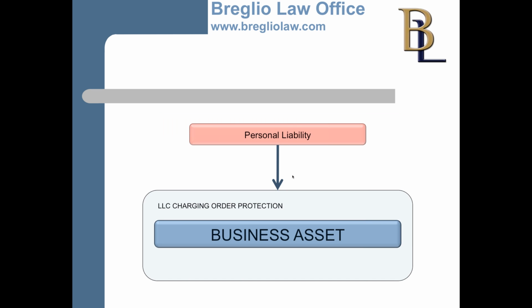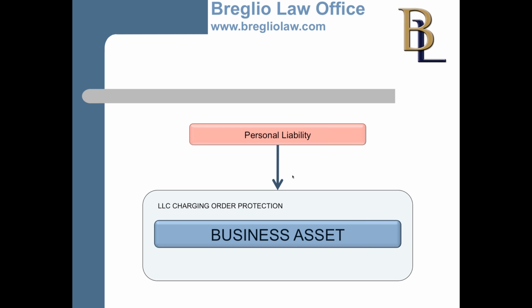Now, here's the other way around. This is personal liability. So this is when you might be in a car accident or a personal debt or something like that, and you're being sued as an individual, and they're going to go after anything you own. And what the court is looking at is, wow, this person owns a business, and this business has a lot of assets.